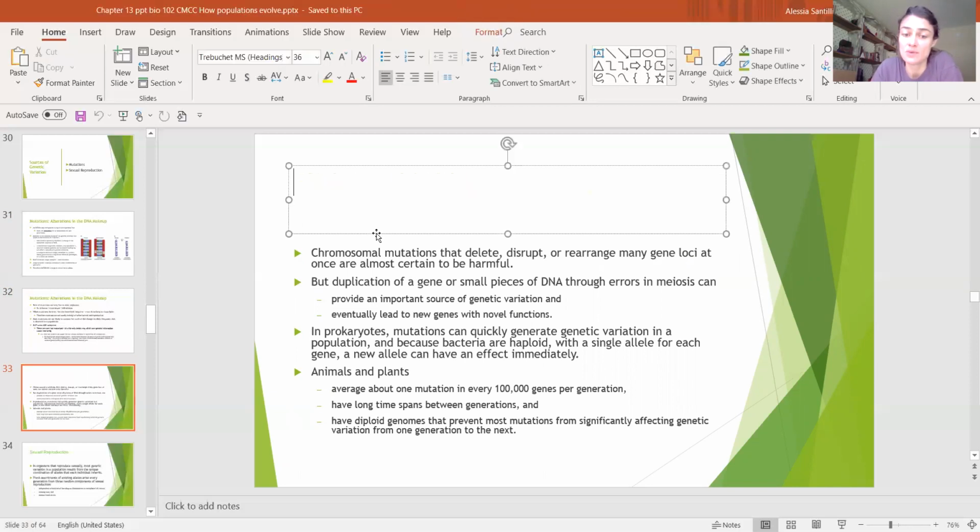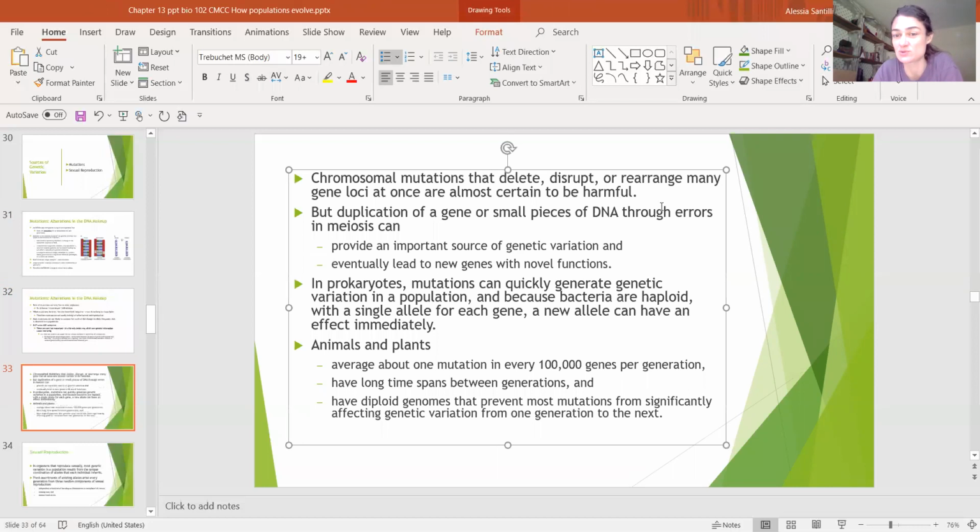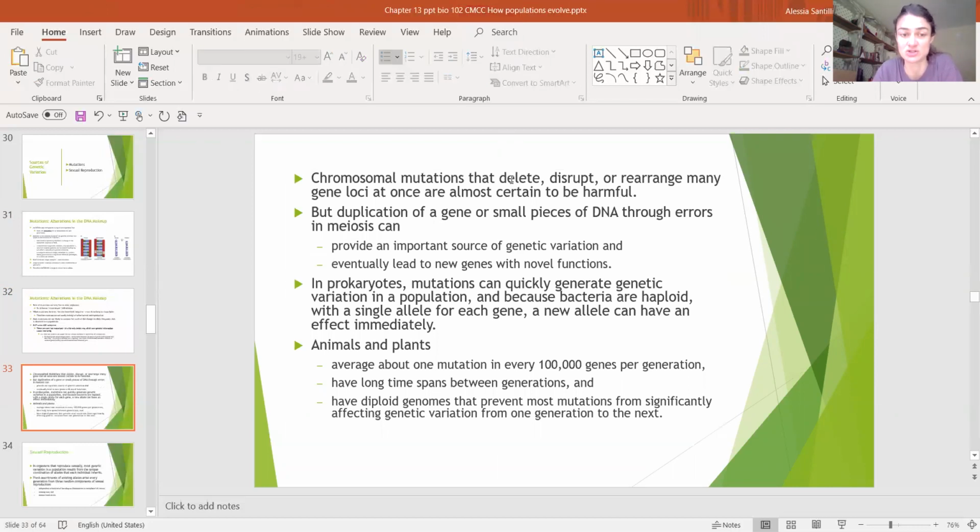Okay, some of the mutations, like chromosomal mutations, the big ones that delete, disrupt, or rearrange the chromosomes, are most certainly harmful. However, sometimes you have duplication of these larger chromosomal regions, and when we have duplications, that can give us a source of, again, genetic variation, because you now have two genes from that because it was duplicated, and one of those two genes can go ahead and carry out many different mutations without actually harming the organism as much, because you still have the backup gene to help you out.